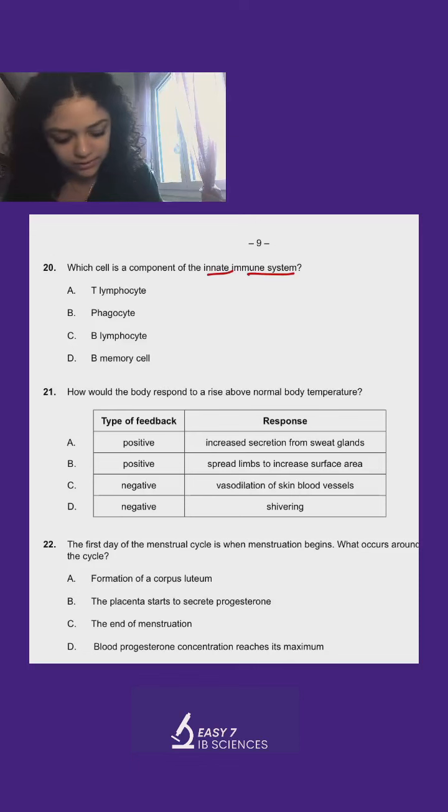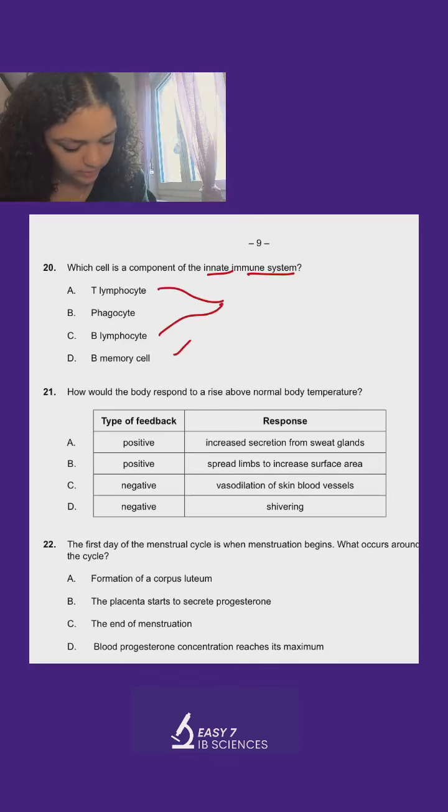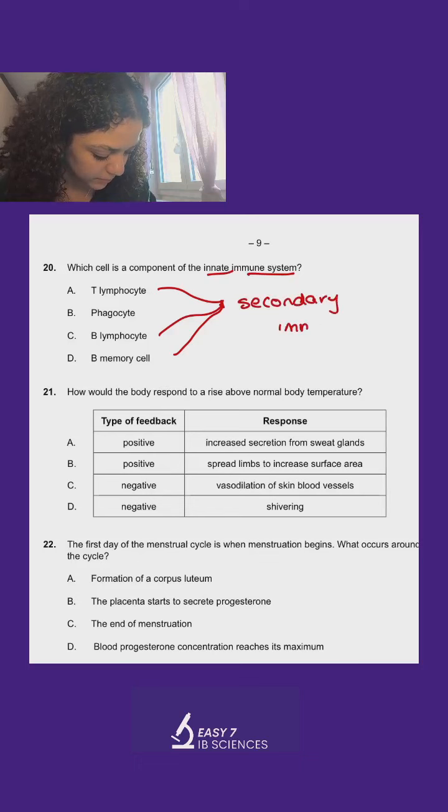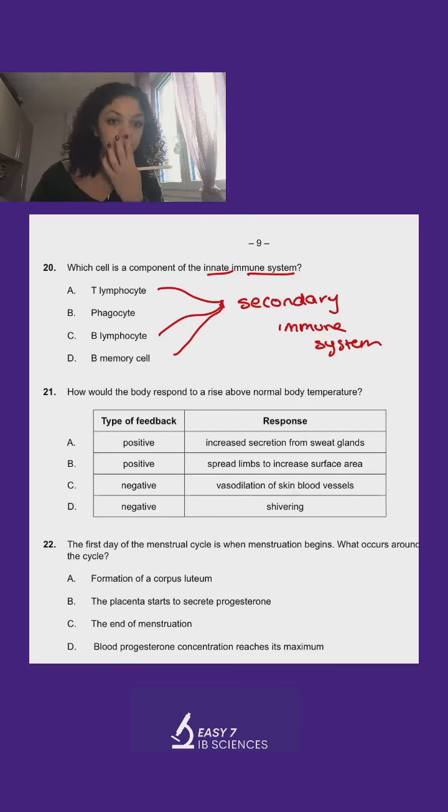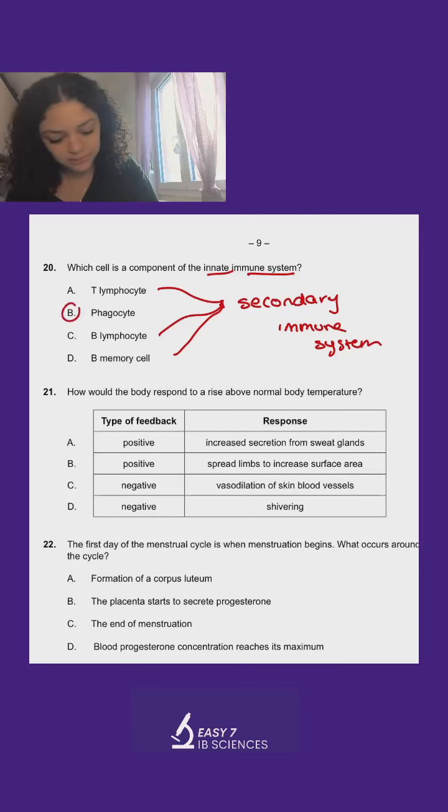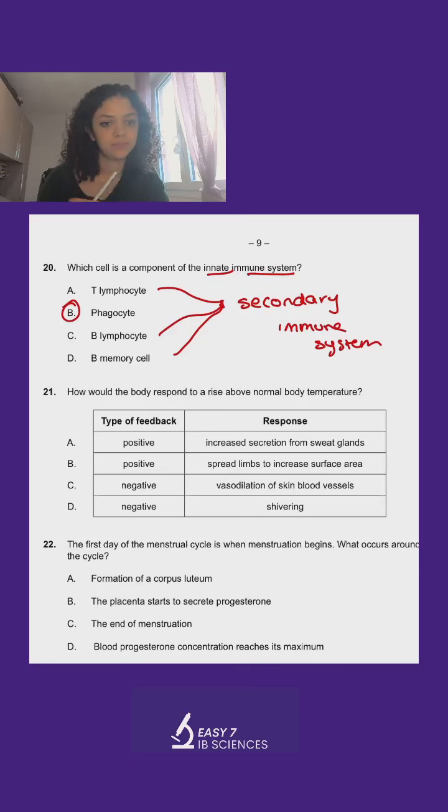And then lymphocytes and memory cells are all part of our secondary immune system. Mucus, good. So it's B. Broad range of pathogens. Exactly. So responding to bacteria, responding to viruses. Skin, nice. It's a barrier to prevent pathogens from entering. Good.